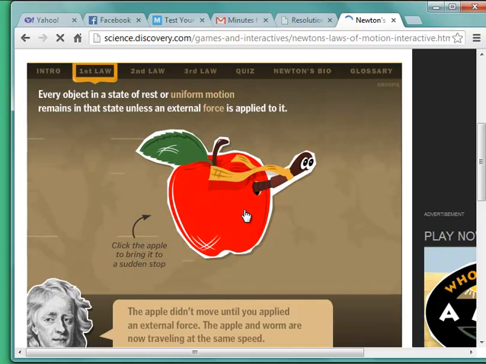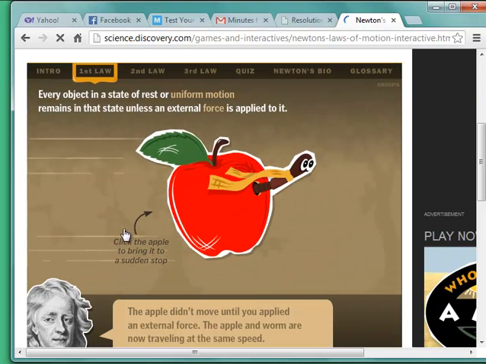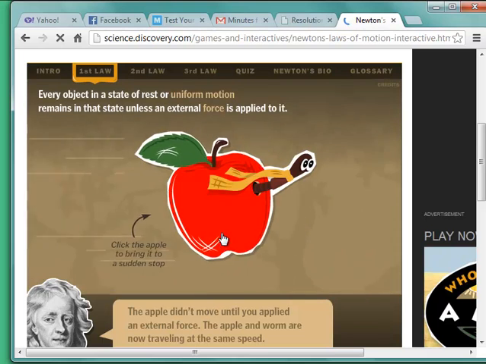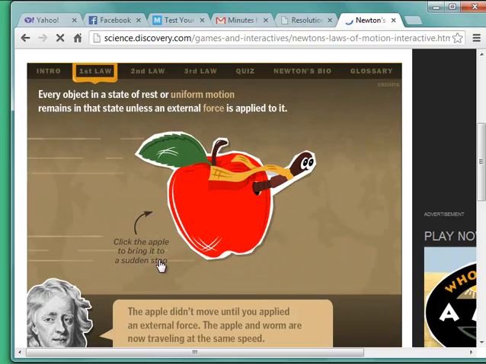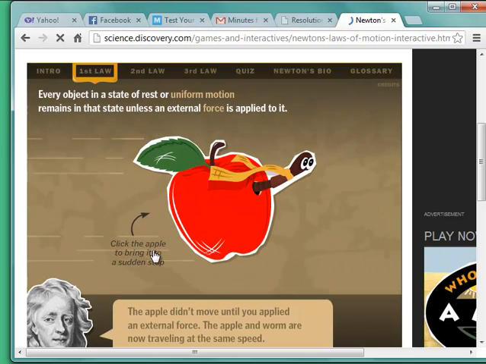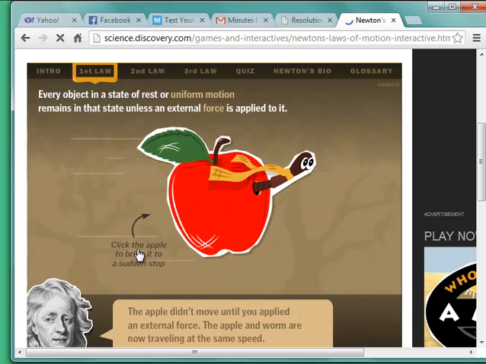If I want to make it move faster, I have to apply a force. This applet doesn't come with that ability. And if I want to slow it down or stop it, I need to apply a force. So here we're going to bring it to a sudden halt. And I do so by simply clicking this.